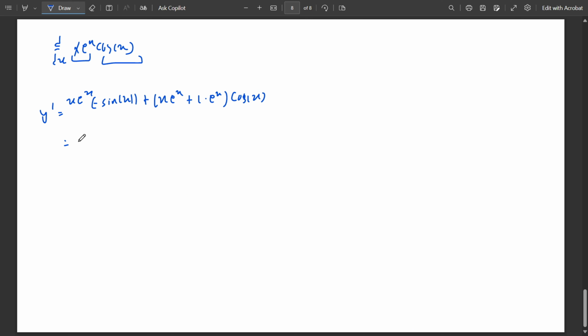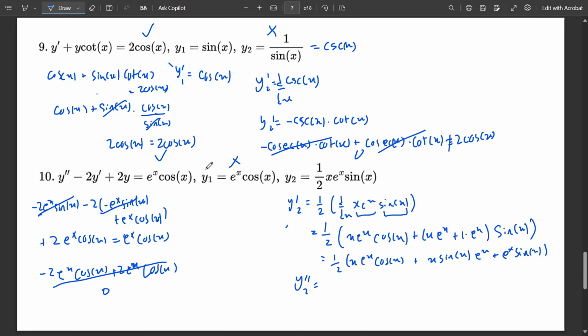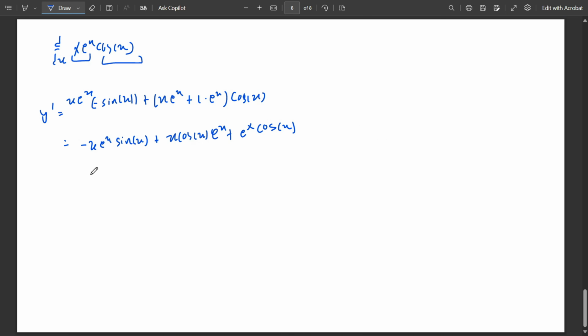And this equals negative x e to the x sine of x plus x cosine of x e to the x plus e to the x cosine of x. Okay, next we have the derivative of this x sine of x e to the x, with respect to x, x e to the x sine of x.